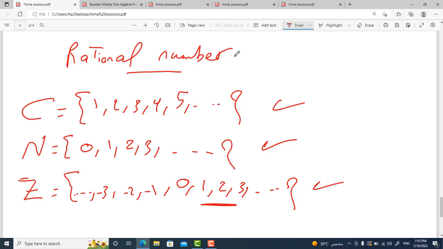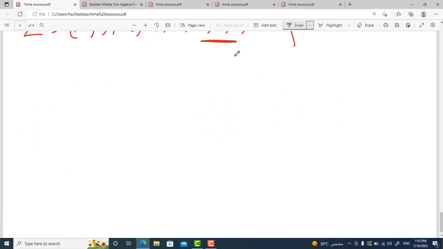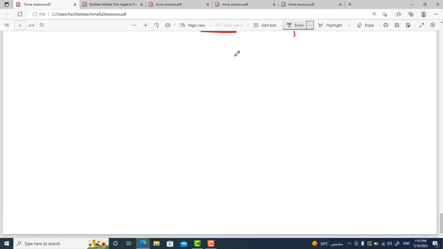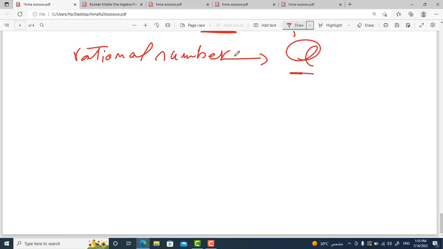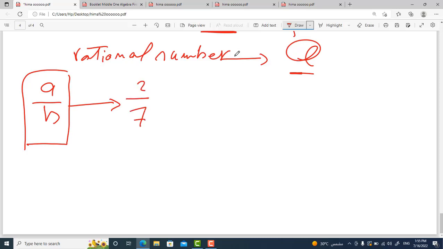That was the previous study. But now the new set of numbers for today is called the rational numbers, and its symbol is Q. Any number that I can write as A over B is a rational number, like 2 over 7, 1 over 5, 3 over 8, 5 over 11, and so on.